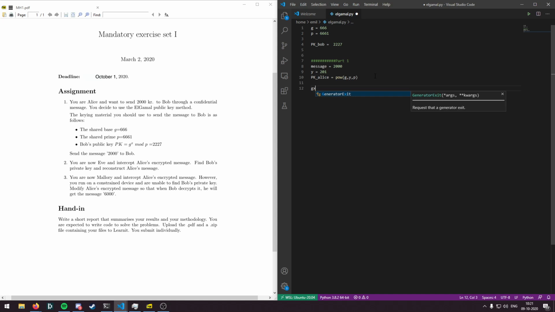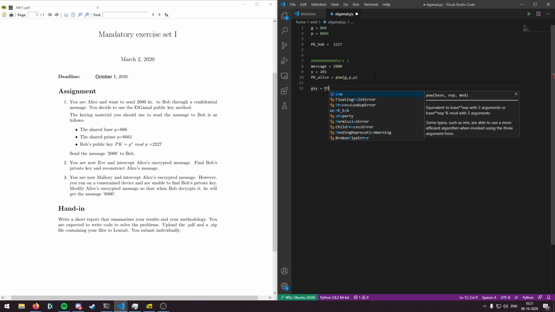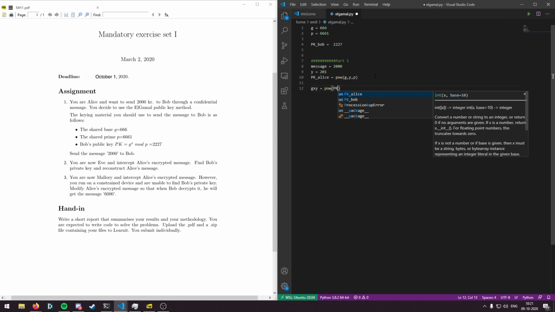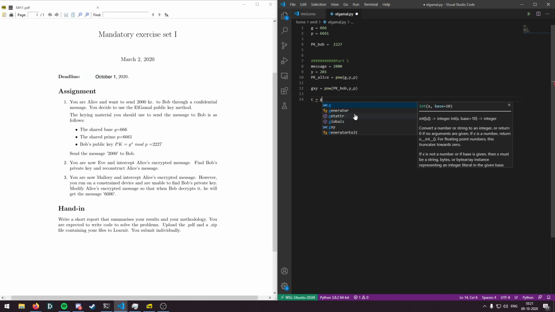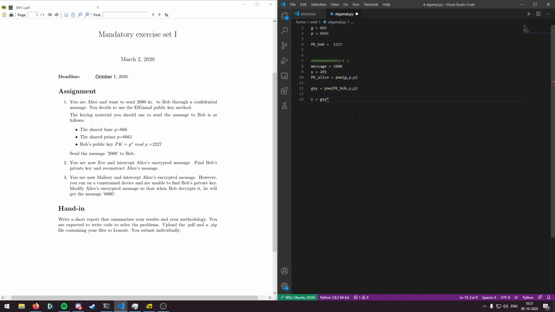Now we will need the g^xy to be pow(PK Bob, y, p), the y that Alice chose, under modulo p. So now we have this secret key that we can use to encrypt the plain text message to get a cipher message that we want to send to Bob. So let's make c equal to g^xy times the message. And here is where a lot of you got this wrong. Not all of you, but many people got this part wrong.